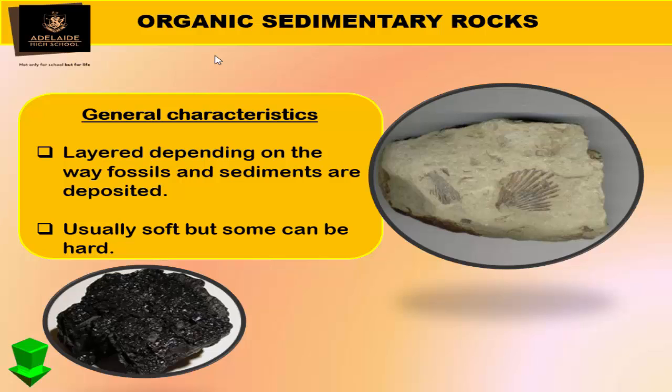The one that you see on the right hand side, you can see some shells, a bit of fossils in between. Usually soft, but sometimes can be hard. The one on the left hand side here is actually coal, C-O-A-L, and that is how coal is used as a fossil fuel. A fossil fuel that is used as fuel.